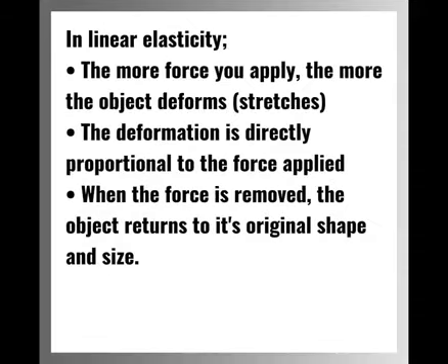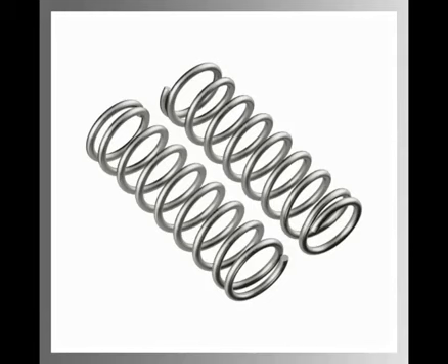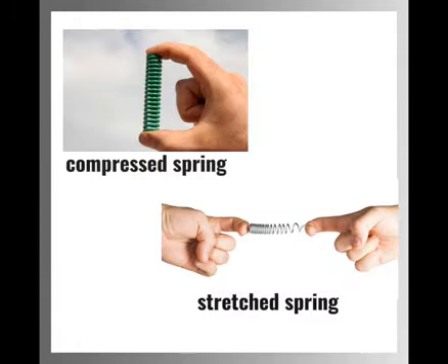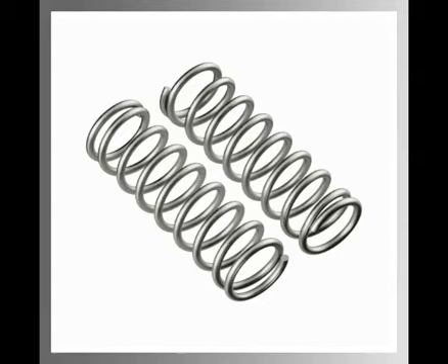In linear elasticity, the more force you apply, the more the object deforms. The deformation is directly proportional to the force applied. When the force is removed, the object returns to its original shape and size. Using a spring as an example, you compress or stretch it, and it returns to its original shape when you let go. That's linear elasticity.